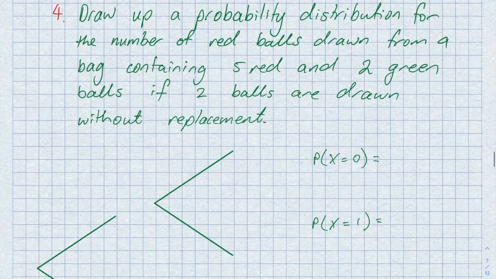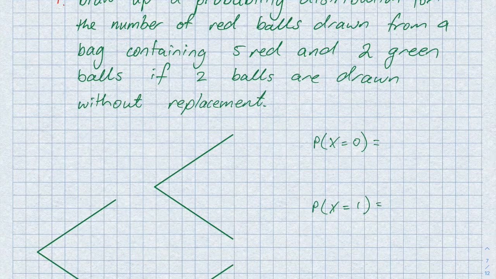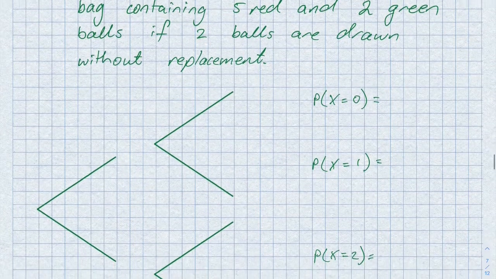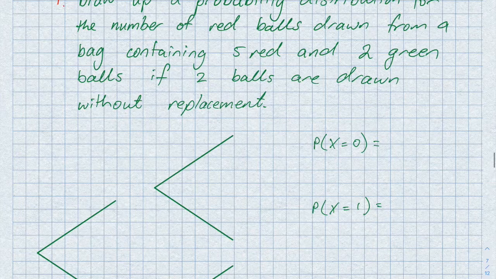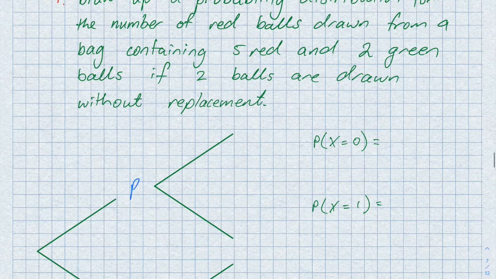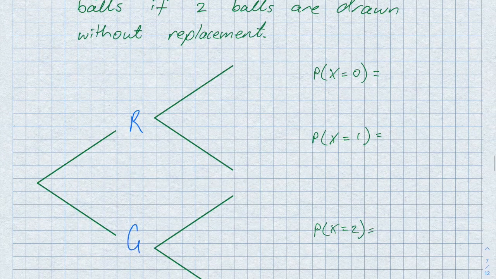Okay, we have to draw up a probability distribution for the number of red balls drawn from a bag containing 5 red and 2 green balls if 2 balls are drawn without replacement. So to do this, I'm actually going to start with a tree diagram to work out the probabilities. So we do have red balls and green balls.